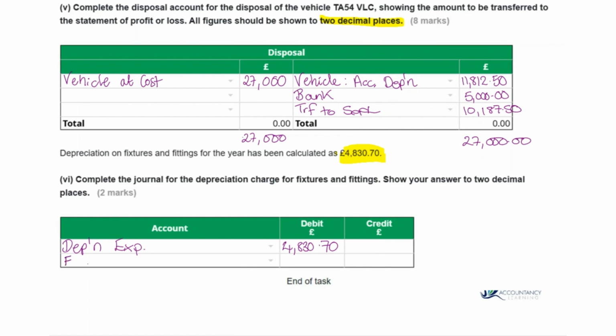So you would have a fixtures and fittings accumulated depreciation account, which will then be the credit, which balances our journal. So with that then, that is the end of task 1.